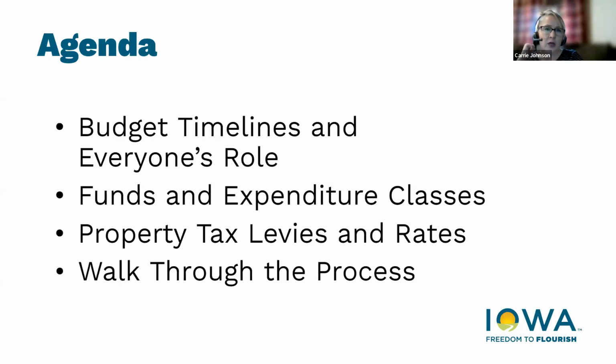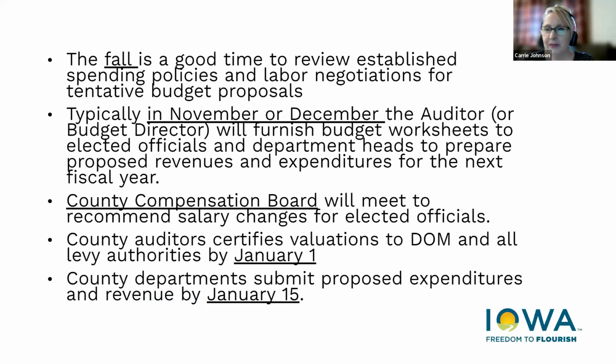So we'll start out with an overview in general about the budget process and the budget timeframe. We've ended the fall, since we're in December, but the fall, of course, is when people are starting to look at their spending policies. Maybe there's some discussion about labor negotiations or budget proposals, what sort of activities folks are looking at for the next fiscal year. Typically in November or December, the auditor or county budget staff furnishes budget worksheets or information out to departments and their elected officials to look at what we are expecting for the next year. What are our revenues? What are our expenditures as we look at that budget?